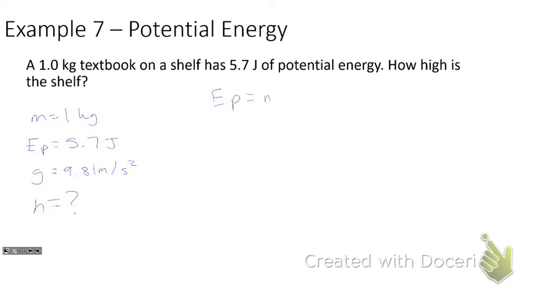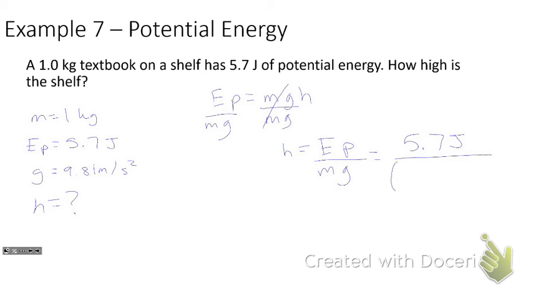Potential energy is equal to mass times gravity times height. We need to get h by itself, so divide both sides by mg. Height is equal to potential energy divided by mass times gravity. Again, be careful with our calculators here, because you could potentially get the wrong answer. So 5.7 joules divided by, and if I were you, I would put brackets around the bottom, 1 kilogram times 9.81 meters per second squared. And then you'll get a height of 0.58 meters.